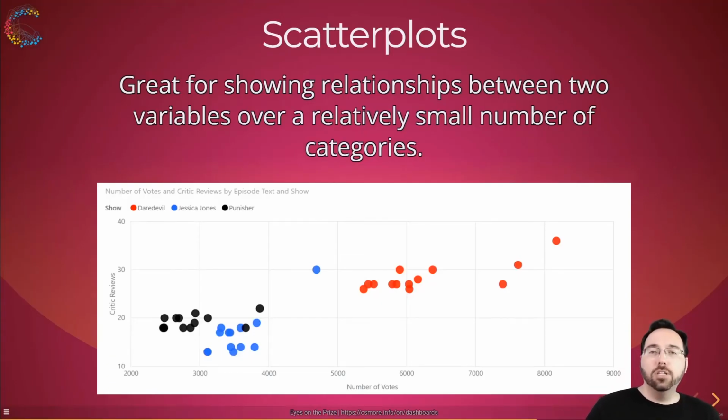Scatter plots: 2 variables, small number of categories. So here I have number of votes and number of critic reviews. And we can see that there are clusters. We can see the black and the blue spots cluster together pretty well. The red ones live off on their own.